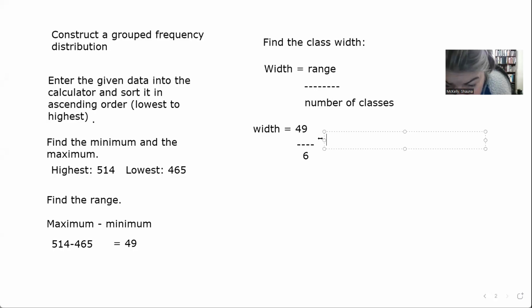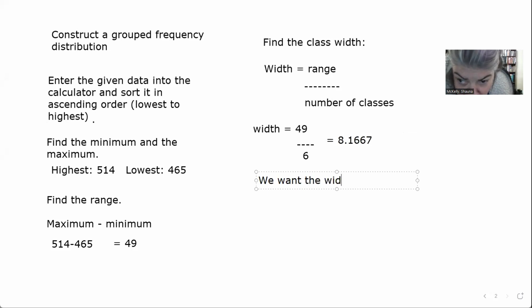We usually round to 4 decimal places in this class. We're going to round to a whole number in just a minute. I'm going to take this and make that 7. But remember, we want the width. We want the width to be odd. So even though this is only 8.1, okay, 8 is even, okay?